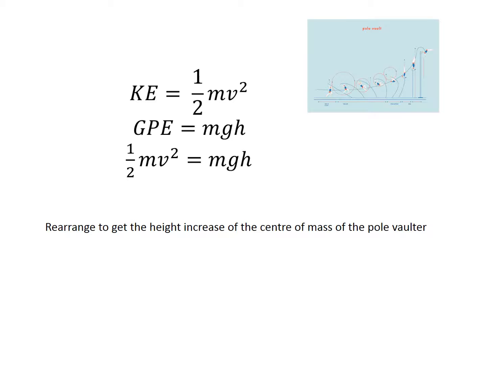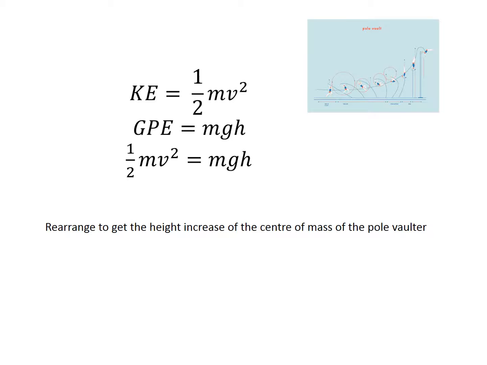So our model is basically going to say that you convert all of your kinetic energy into potential energy. So for the whole system, kinetic energy equals potential energy, which is this equation here: 1/2 mv squared equals mgh. That is the model for as high as anybody can pole vault. So all we need to do now is rearrange that equation.